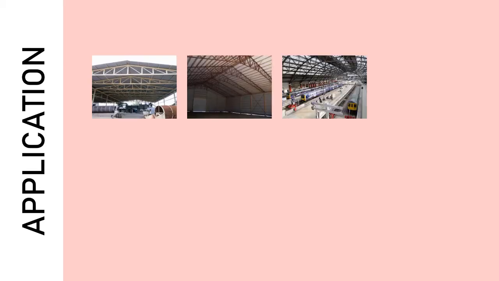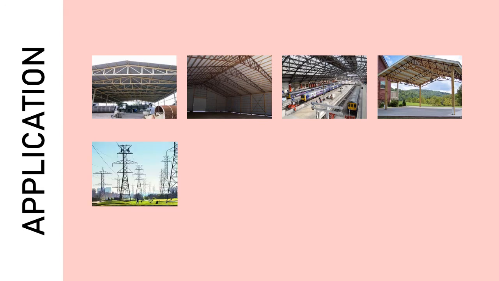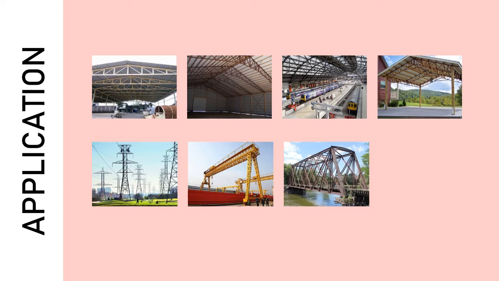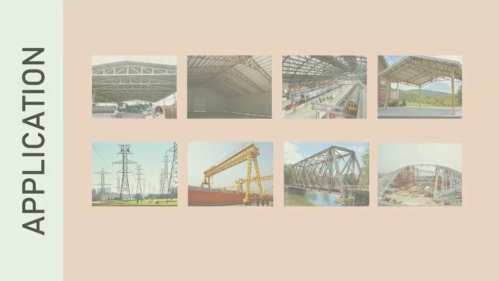Now we have here some structures where trusses are applied. We have roofs of factory sheds, warehouses, railway platforms, garage sheds, transmission towers, crane trusses, bridge trusses, and sports stadium trusses. So much for that, let's proceed to analyzing trusses.